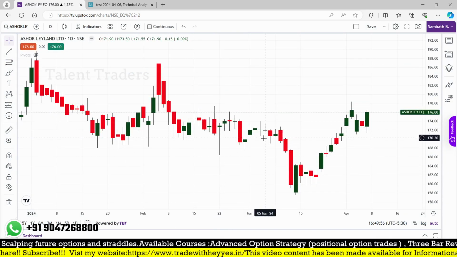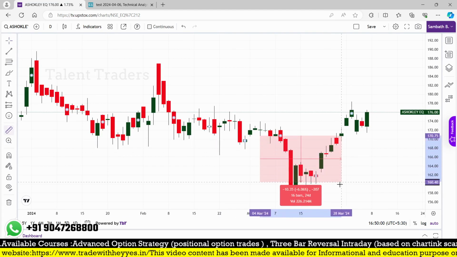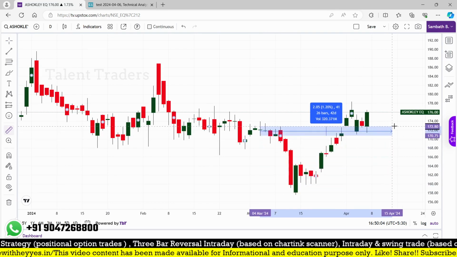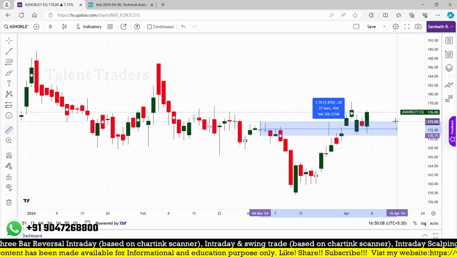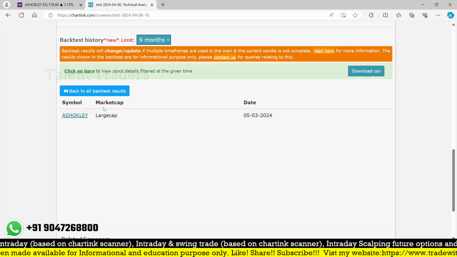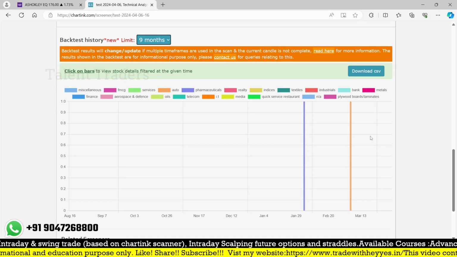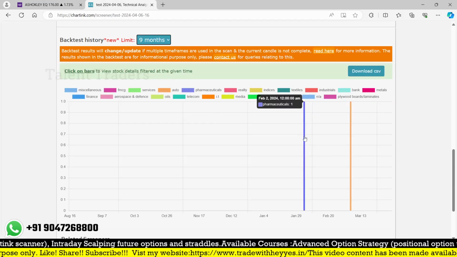Ashok Leyland, this is what happened on March 5th, where it gave you the breakdown, only a few stocks in this nine months. And then it came down 7%, almost 8%. The risk factor is 1.8%. So that was a good move. And previously, one more stock, you can see in this nine-month backtest, only two stocks. A very rare case. This pattern is very, very rare.